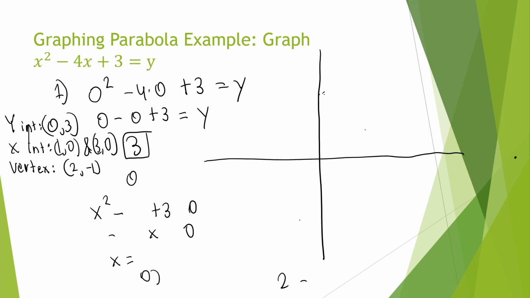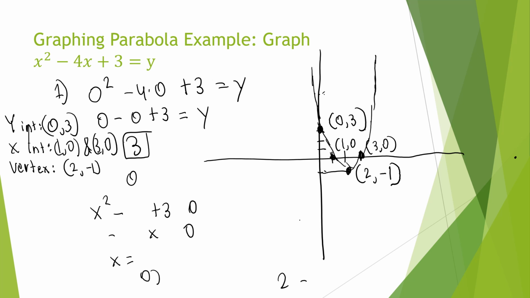So the y-intercept is 0, 3, so let's graph that. That's the y-intercept. So your vertex is going to be 2, negative 1. So that is your vertex. And your x-intercepts are going to be 1, 0, and 3, 0. So your parabola is going to end up looking something like this. So this is the graph of y is equal to x squared minus 4x plus 3, and you are done.